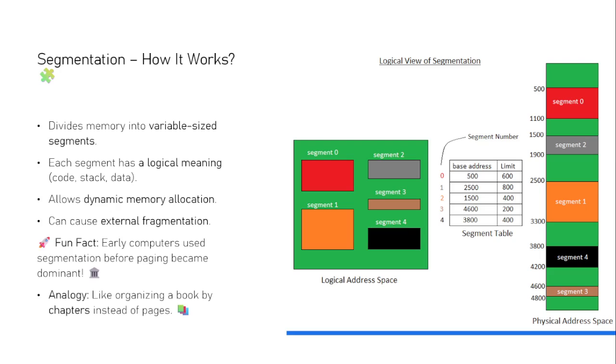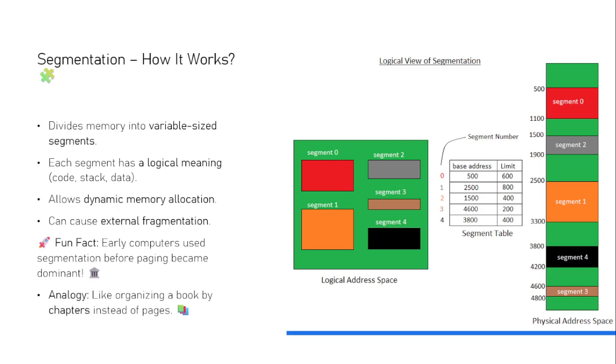Segmentation has some great advantages, like logical organization of code, data, and stack. There's dynamic memory allocation as segments grow or shrink as needed. And in segmentation, there is better security because different segments can have different access permissions.